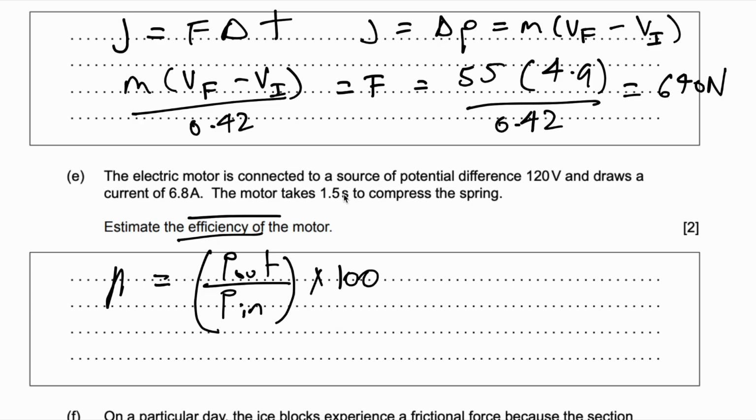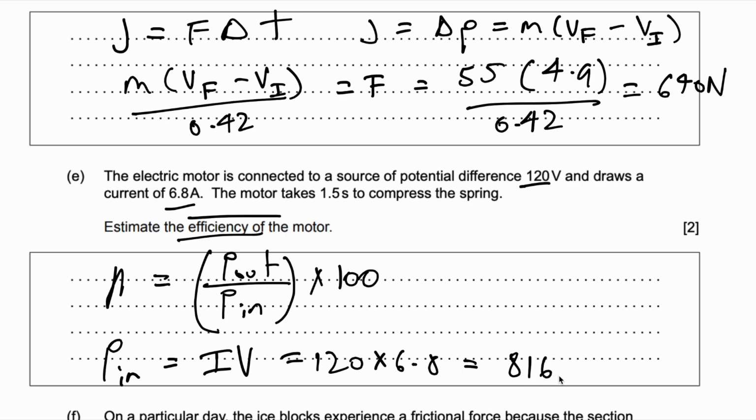First let's calculate the power in. The power in is how much power I am supplying to this motor so that it can compress the spring. We have 120 volts and 6.8 amperes. In topic B5, we have a formula for power using amperes and voltage, and that's just IV equals P. That's 120 times 6.8, which is 816 watts. That's the power input.